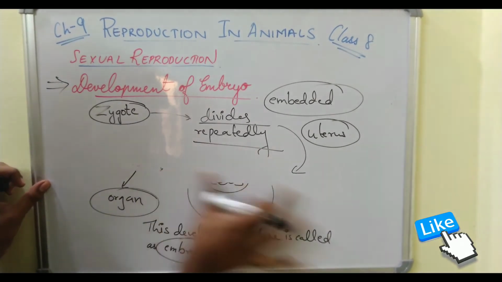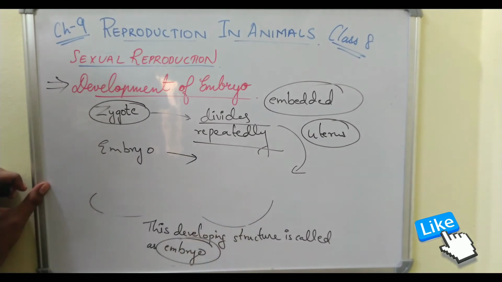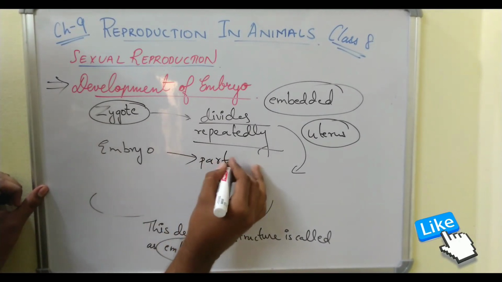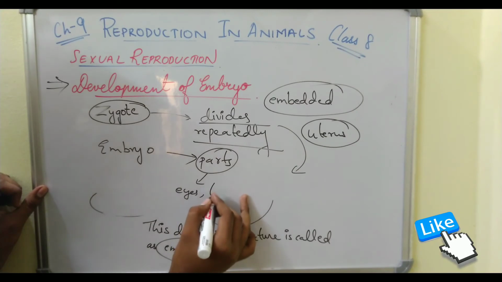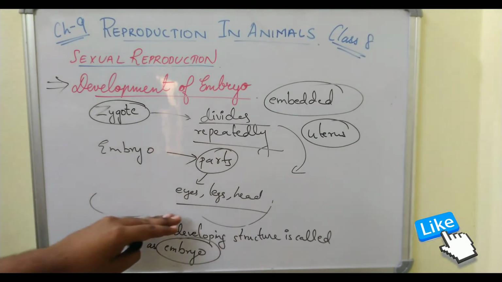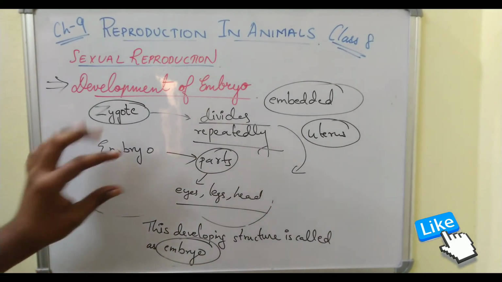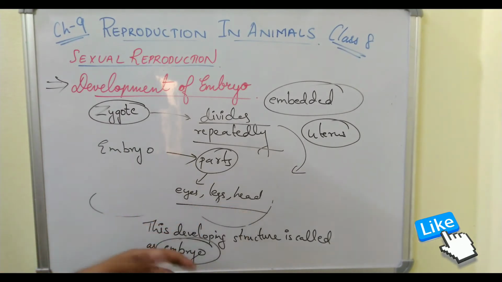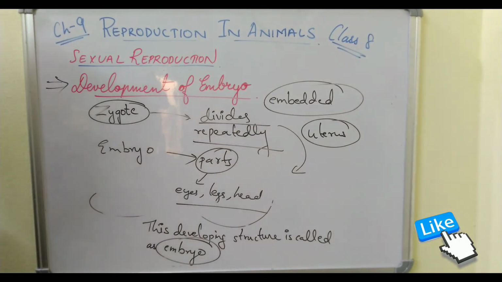The embryo then develops and forms different parts of the body, like eyes, legs, and head. Many things will be formed. This stage of the embryo is nothing but the developing stage. The embryo is embedded into the uterus, and after that it develops the different parts: eyes, legs, head, etc. The stage of the embryo in which all the body parts can be identified is called the fetus.